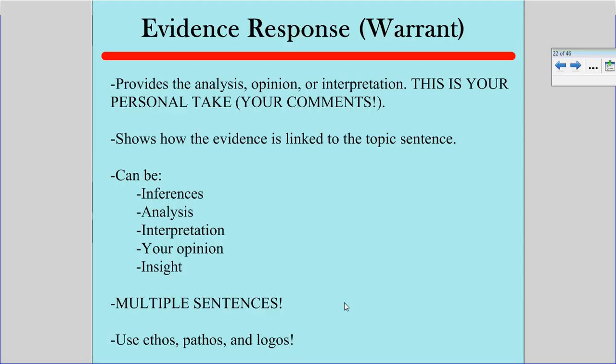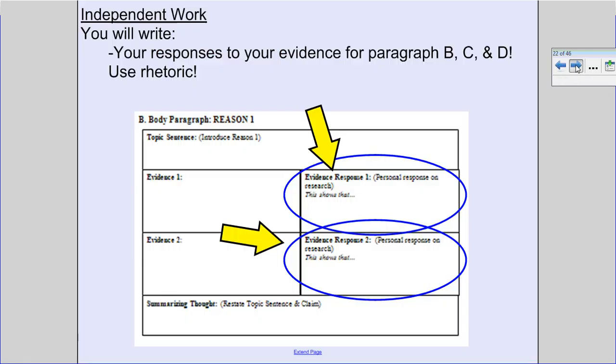And also, finally, make sure that you're using what we just talked about in this lesson. Go back and use rhetoric. Try to use ethos. Try to use pathos. And try to use logos. Go back and watch this lesson as much as you need to review those three types of rhetoric. So what you need to do right now is work on your responses to your evidence for paragraph B, C, and D. Please make sure that you use rhetoric to do this.